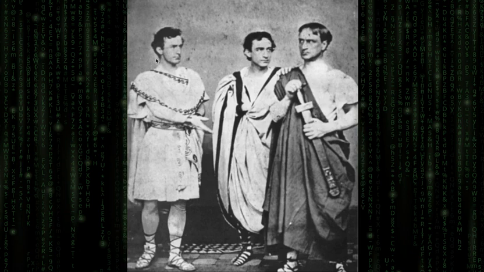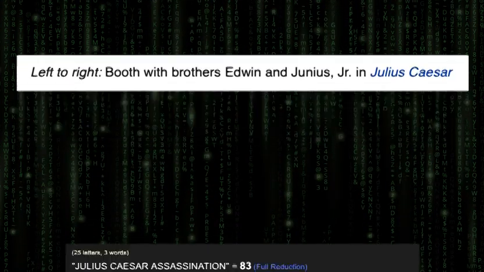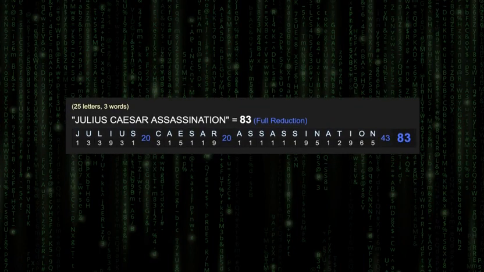And here he is in the play, Julius Caesar. His brother Junius Brutus Booth is holding a dagger, so you'd assume he may be Brutus. But nonetheless, John Wilkes Booth would go on in his life to emulate the person that his father and brother were named after. And it is noteworthy where that life imitating art emulation happened. It happened in a theater, Ford's Theater. The phrase Julius Caesar assassination sums to 83.